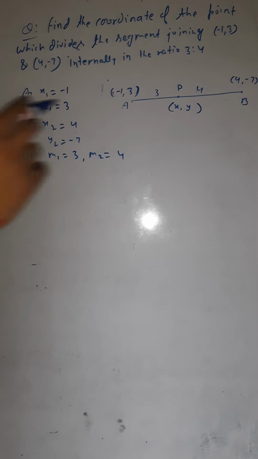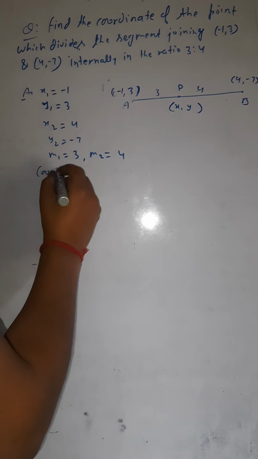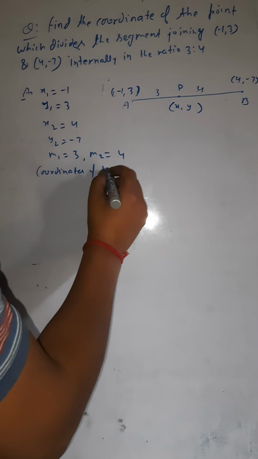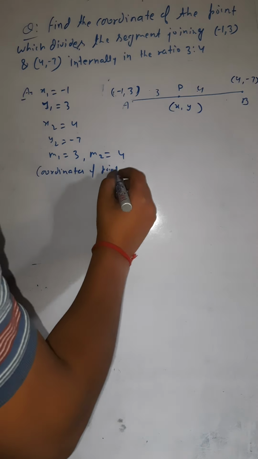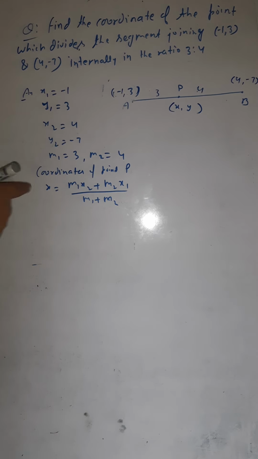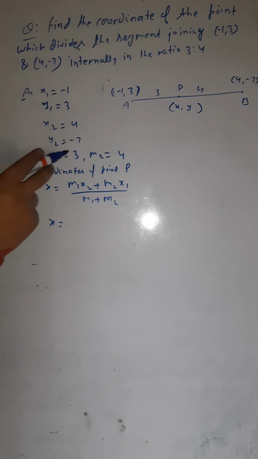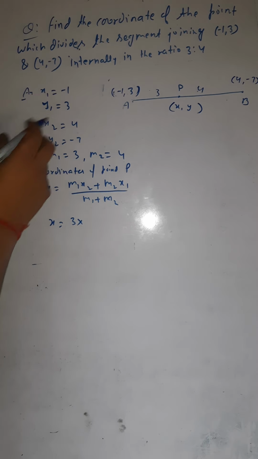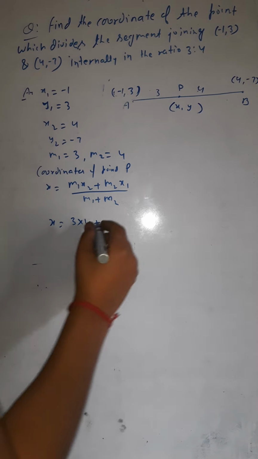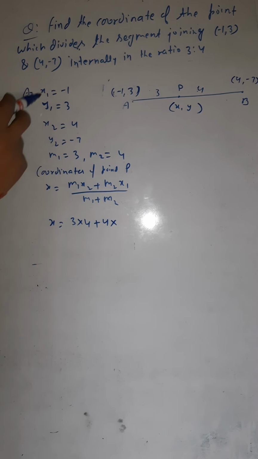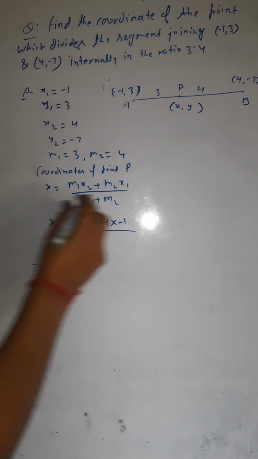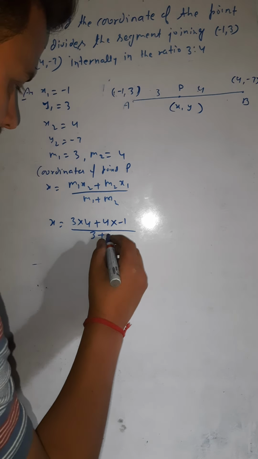Now we will use the section formula for finding out the value of x. The coordinates of point P: x would be equal to, what is the formula? m1 x2 plus m2 x1 divided by m1 plus m2. Is it correct? You have written this already. So x equals, m1 is 3 multiplied by x2 which is 4, plus m2 which is 4 multiplied by x1 which is -1, divided by m1 plus m2, meaning 3 plus 4.